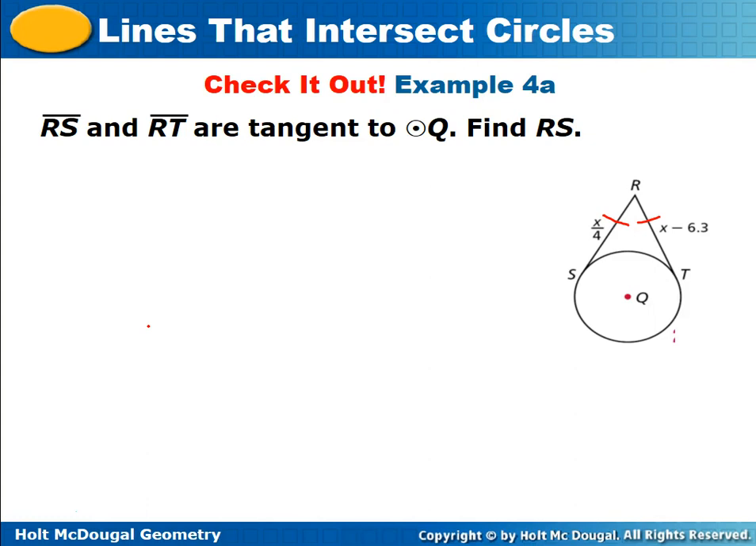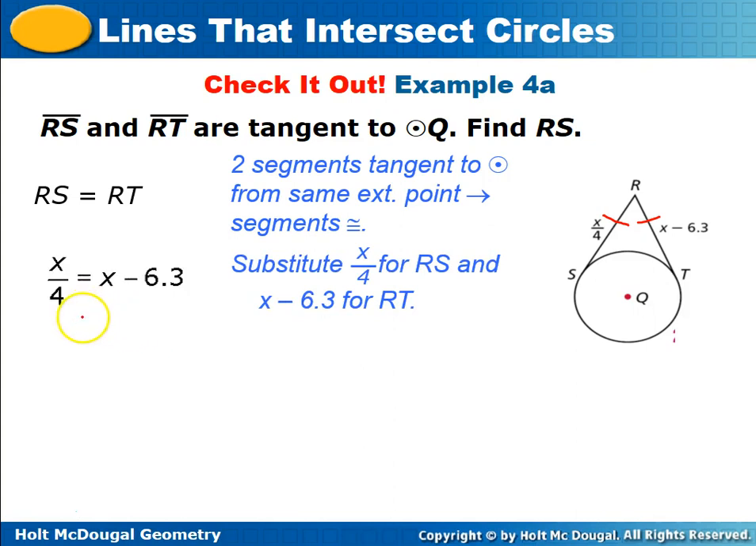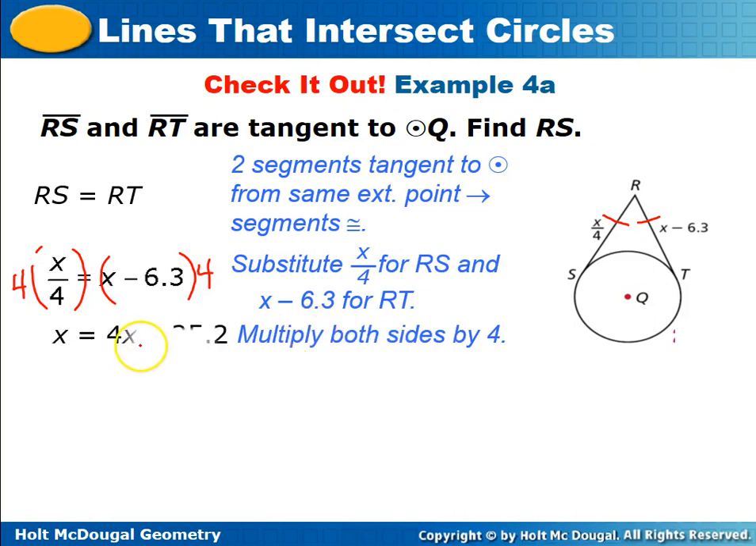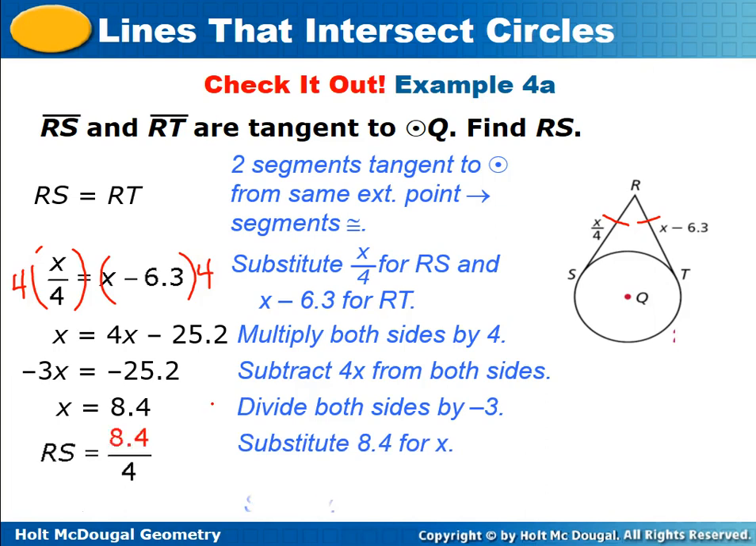So we're going to say x over 4 is equal to x minus 6.3. Now the way we get rid of this 4, if you guys recall, is we're going to multiply both sides by 4. So we're going to multiply this by 4. We're going to multiply all of this by 4. When we do that, we get x is equal to 4x minus 25.2. We're going to subtract 4x from both sides. We get negative 3x, so we're going to divide both sides by negative 3. So our x is equal to 8.4, and again, we're going to put that back in the equation, so we're going to divide that 8.4 by 4, and that's going to give us 2.1 for our S.